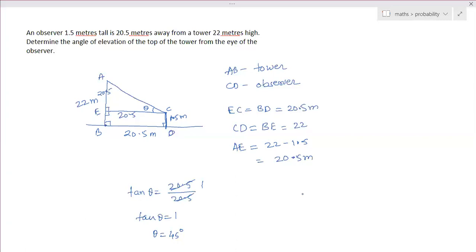Ma'am, CD is 1.5 now. Yes, CD is going to be 1.5, I have written. AB is actually the height of the tower, I have written tower, but it is the height of the tower.